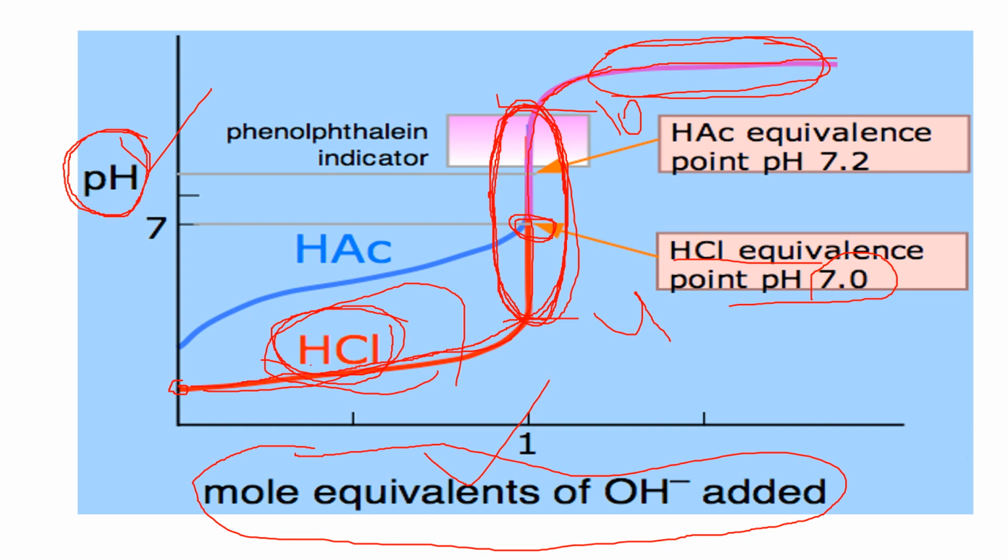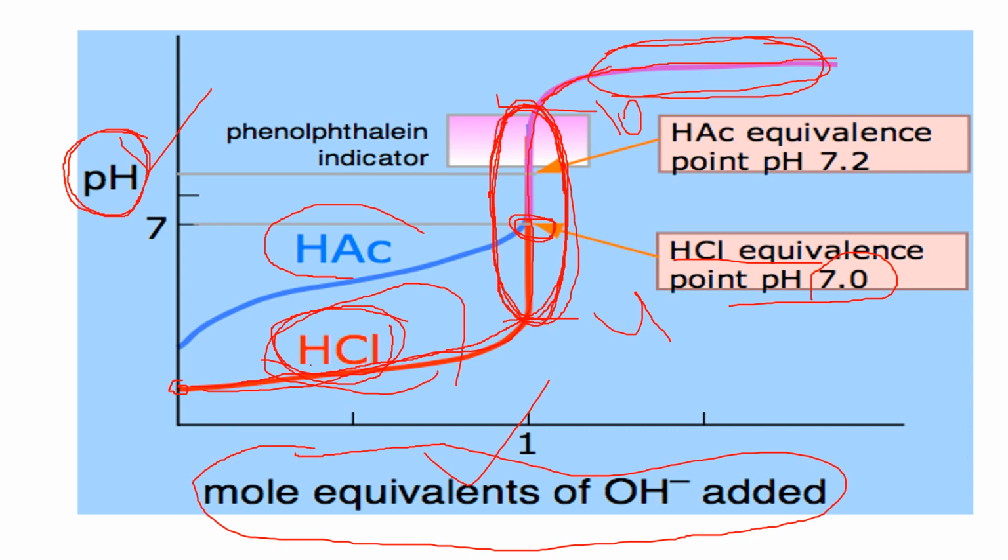Methyl orange has a pH range of 3.1 to 4.4, and phenolphthalein has a pH range of 8.2 to 10. Then these both lie between 4 and 10. So phenolphthalein and methyl orange, either of these types of indicator could be used in strong acid and strong base titration. In the case of weak acid and strong base titration, this one is the weak acid.